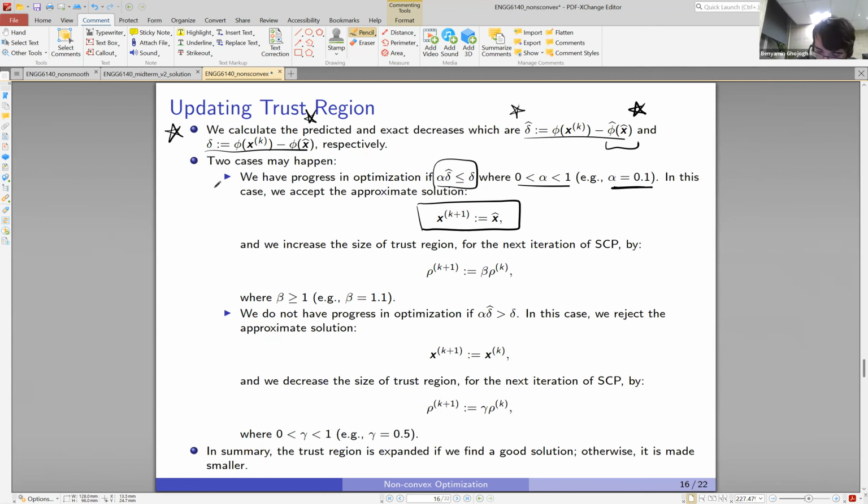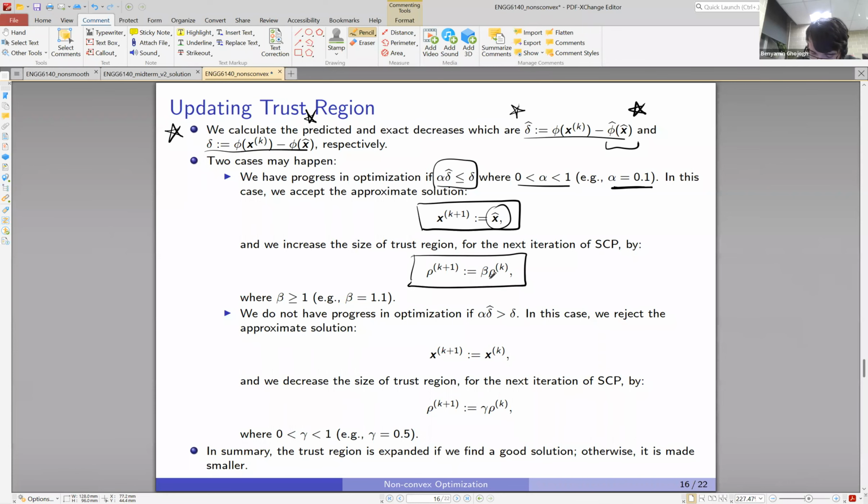Okay, that's why if the approximated error, which has error into error, has less error than some scale of this actual error, which has only one order of error, then it's good. Then accept this x hat for this iteration k plus 1, accept it. And also reward the trust region. You say, okay, the trust region was good, therefore let's expand it.